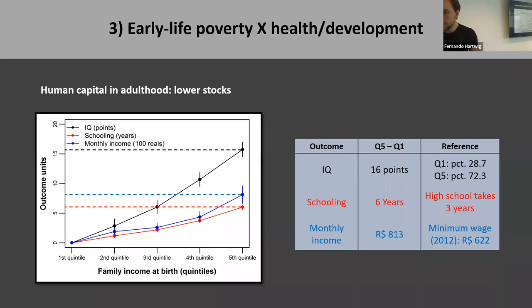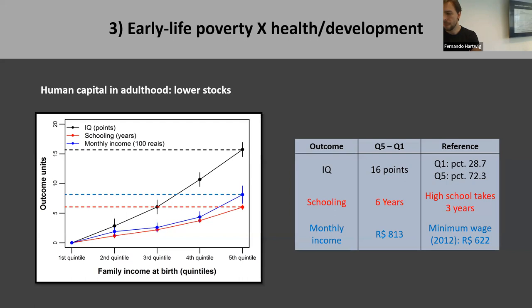Let's try to do that by comparing just the wealthiest subgroup to the poorest subgroup. Let's focus on those to understand how big those differences are. In terms of schooling, this difference is 6 years. How big is 6 years? Well, high school takes 3 years, so I would say that 6 years is a pretty big number.